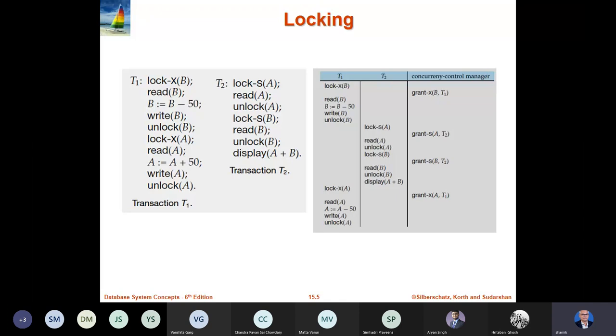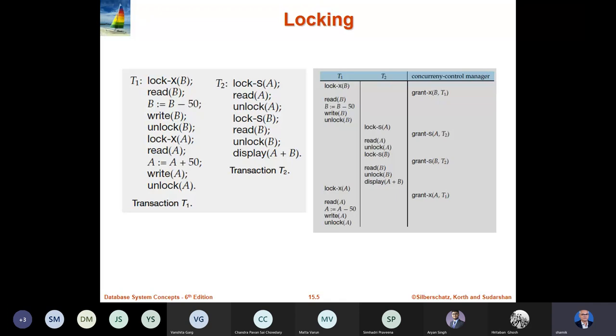When P1 requests an exclusive lock on B, since nobody else is holding any kind of lock on B, the concurrency control manager grants this exclusive lock on B to P1. So that is what that means. Then P1 reads B, B is reduced, B is written, and then unlocked.